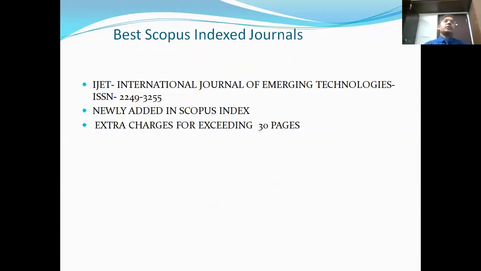If you are going ahead with some publications for Scopus, I have done some research. You can try to find out these best Scopus indexed journals and go ahead with the publication. There's one journal by name IJET, the International Journal of Emerging Technologies, and its ISSN is 2249-3255. It is newly added in the Scopus index. And if your article is of more than 30 pages, you have to pay some extra charges. IJET, International Journal of Emerging Technologies. If you browse these things, you'll get all the details of this particular journal.